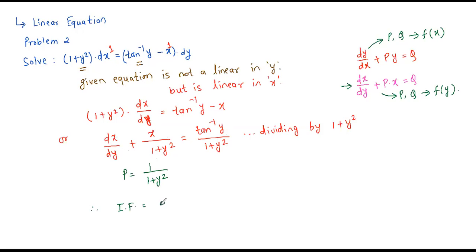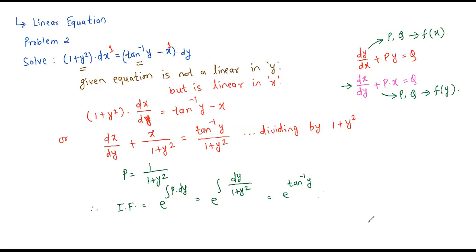Therefore, what will be the integrating factor? The integrating factor will be e to the power integration of P, but instead of dx it will be dy. So e to the power integration of dy upon 1 plus y square. The integration of 1 upon 1 plus y square dy is tan inverse y. Now we got the integrating factor.